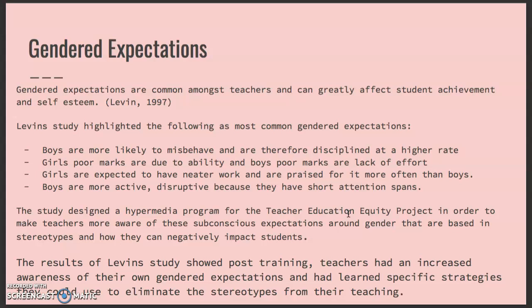Gendered expectations. So most of this is subconscious, but teachers have expectations around student achievement and behavior depending upon gender. So Levin's study highlighted that the most common gendered expectations that they found in teachers were things such as boys are more likely to misbehave, girls are expected to have neater work, and when they do, they are praised for it more often than boys. Boys are more active and disruptive because they have short attention spans. All of these expectations are obviously rooted in stereotypes and can be really harmful and negatively impact students' achievement and also their self-esteem.